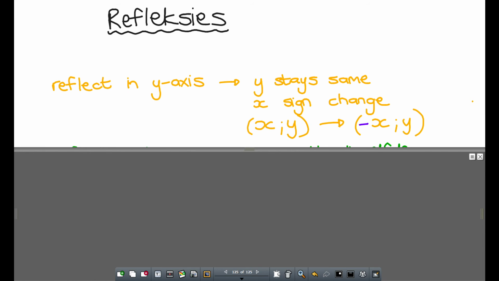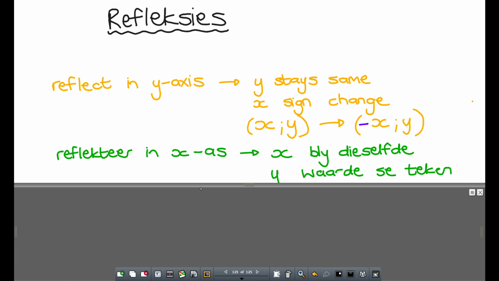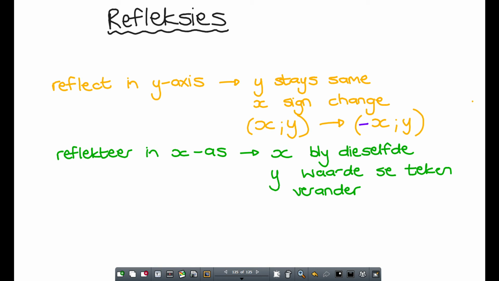Okay, so as ek reflecteer in die x-as, if I reflect in the x-axis, then my x-axis is going to be the one that we flip around. So as dit die bo was, dan gaan hy onder. As hy onder was, dan flip hy boontoe. Do you guys get that?